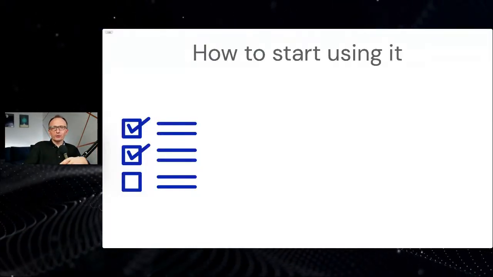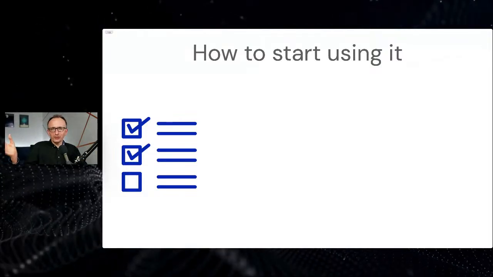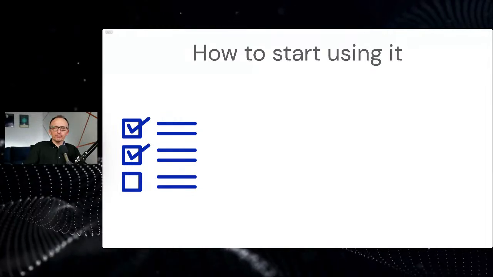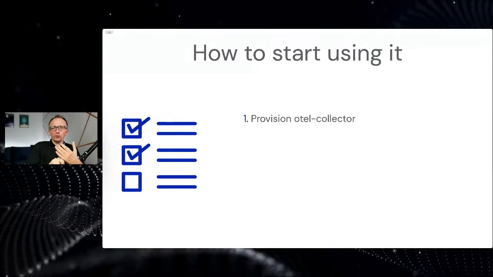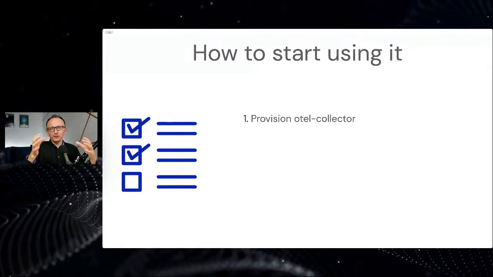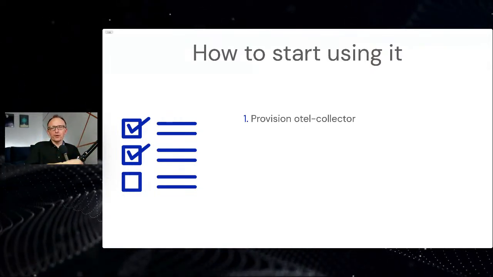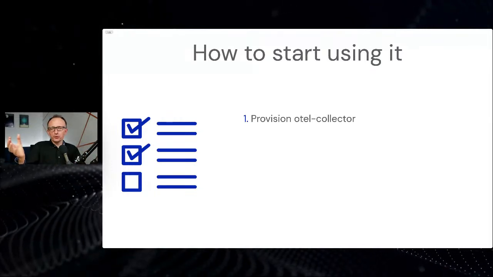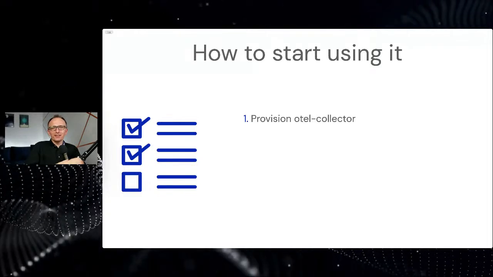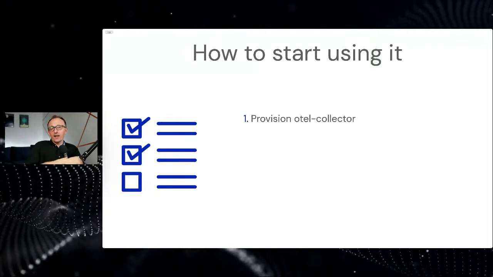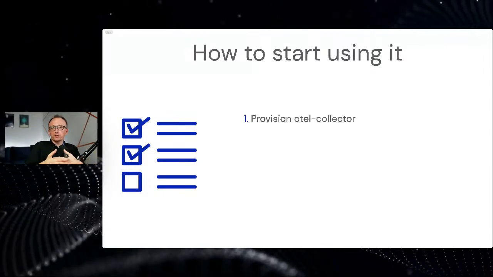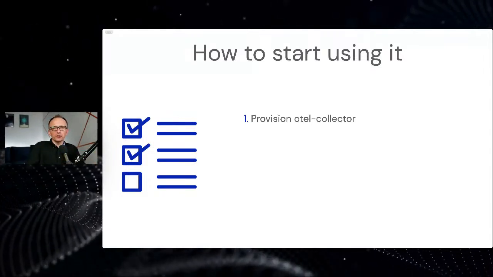And moving on to the last part, how to start using OpenTelemetry. Well, that's pretty straightforward. First, you need to provision the OpenTelemetry collector. And once again, if you have Kubernetes in your environment, you can just use the OpenTelemetry operator, and it's pretty easy to install. But if you don't want to use Kubernetes, you can install the OpenTelemetry collector on any kind of Linux server.